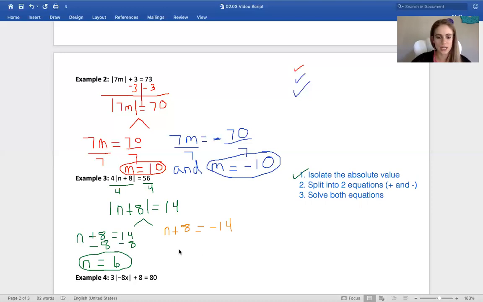Let's do our orange one, our negative one. n plus 8 equals negative 14. The steps are the same. My inverse is still by subtracting 8. But this time it's a negative 14. So negative 14 minus 8 is negative 22. Struggle to write those 2's. There we go. And both of these are possible values, possible solutions for n.